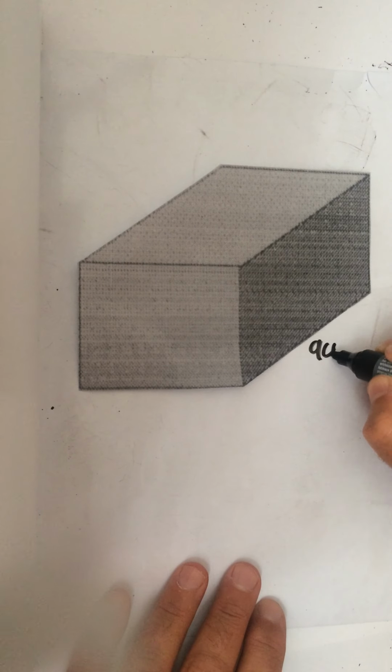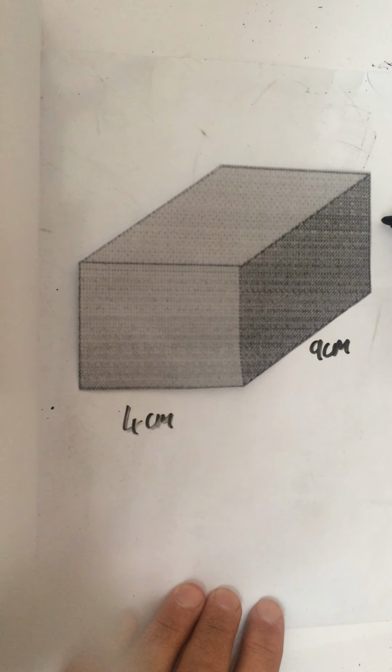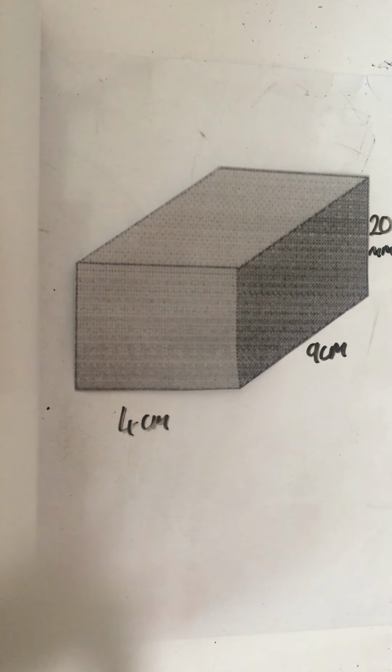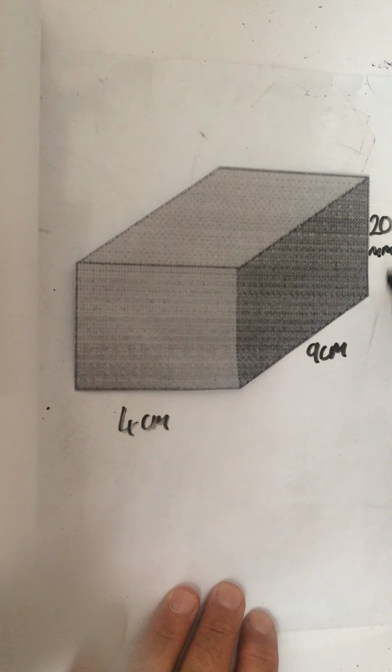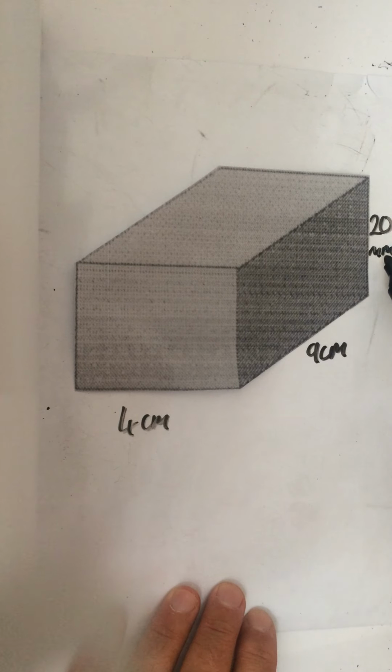So say for example this is 9 centimeters. The base is 4 centimeters, and then the height is 20, and I'll put it underneath, millimeters. 20 millimeters. So again, you'll notice that actually they're not all in the same unit of measurement, are they? So we've got centimeters, centimeters, and millimeters.